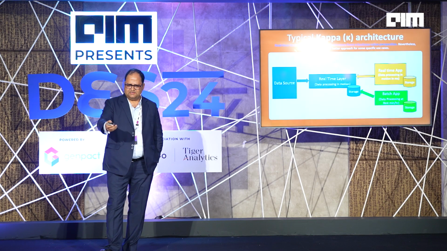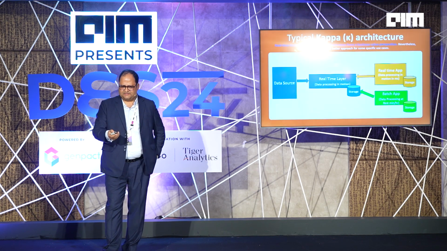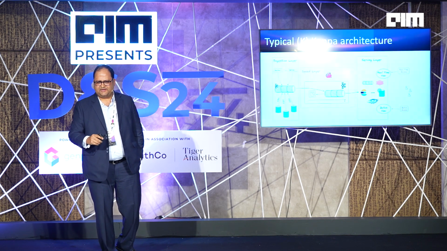Here there are a lot of challenges we will come to. So generally the Kappa architecture, if I say this one, works on immutable logs. You know, like Kafka's immutable log, it works on that. There are challenges for that. Okay, this is a typical Kappa architecture.